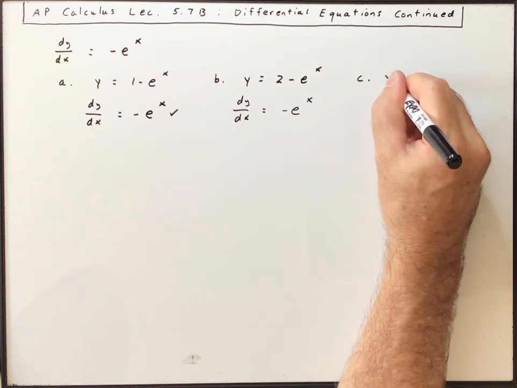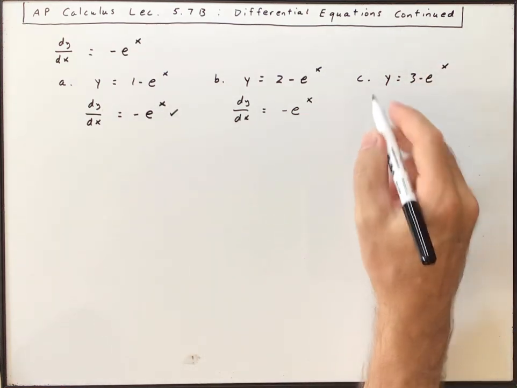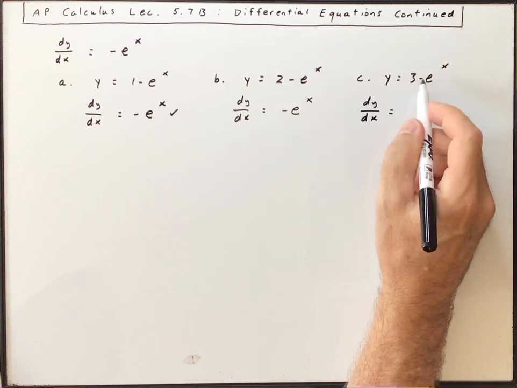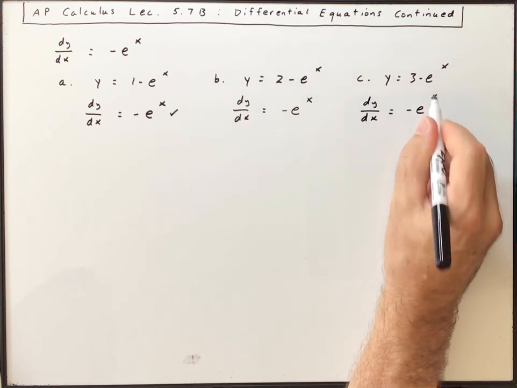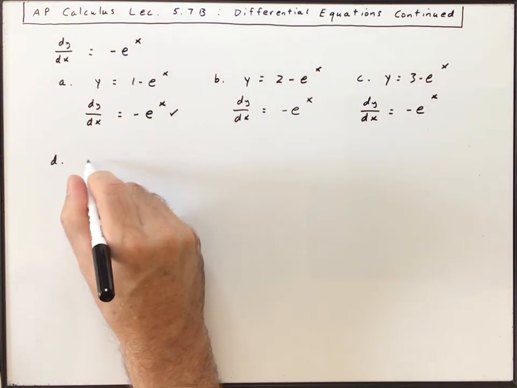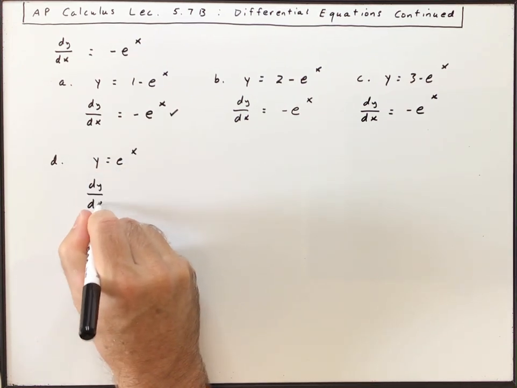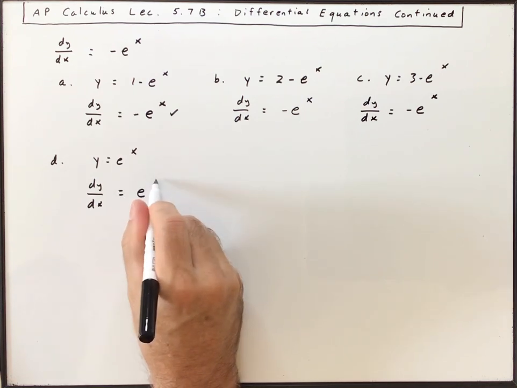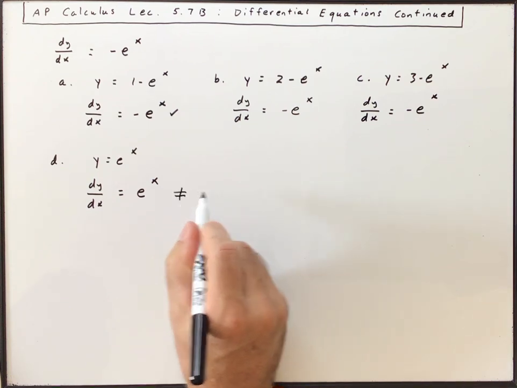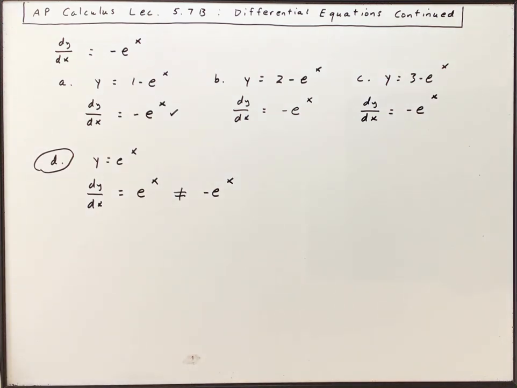For C, we have y equals 3 minus e to the x. Well, because we've done A and B, I'll bet you can figure out that because 3 has a derivative of 0, it's going to be the same thing, minus e to the x. So that matches. So it's probably going to be D. Let's look at that. y equals e to the x. dy/dx is equal to e to the x. The derivative of e to the x is e to the x, which does not equal negative e to the x. So the answer is D.